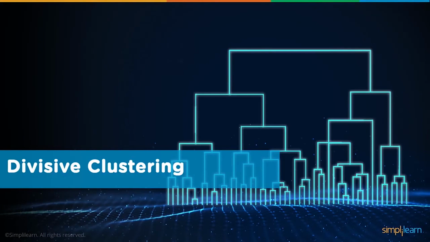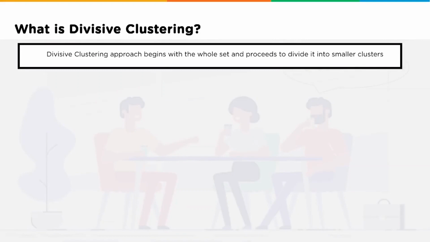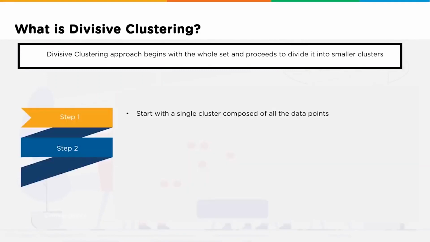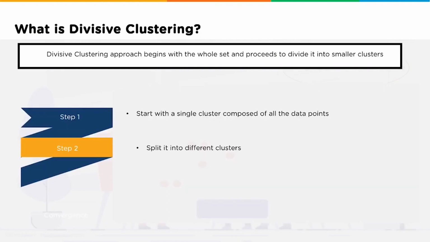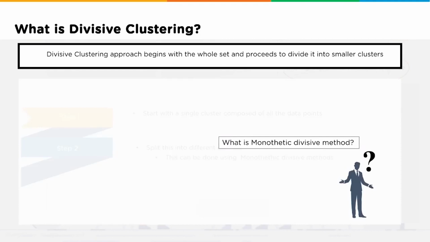So let's look at divisive clustering. Remember, we went from the bottom up, now we want to go from the top down. Divisive clustering approach begins with a whole set and proceeds to divide it into smaller clusters. So we start with a single cluster composed of all the data points. We split it into different clusters. This can be done using monothetic divisive methods. What is a monothetic divisive method?